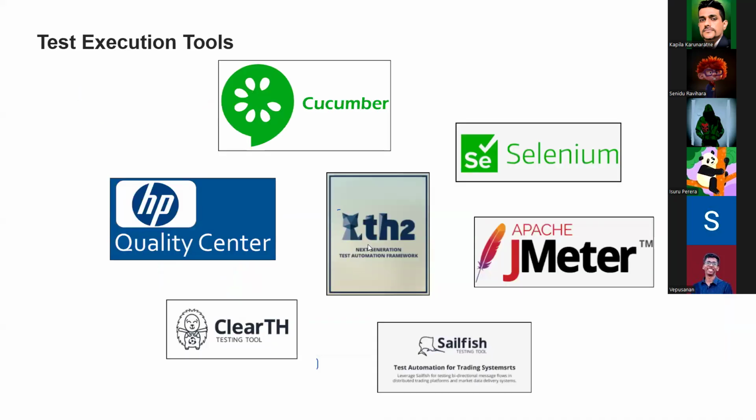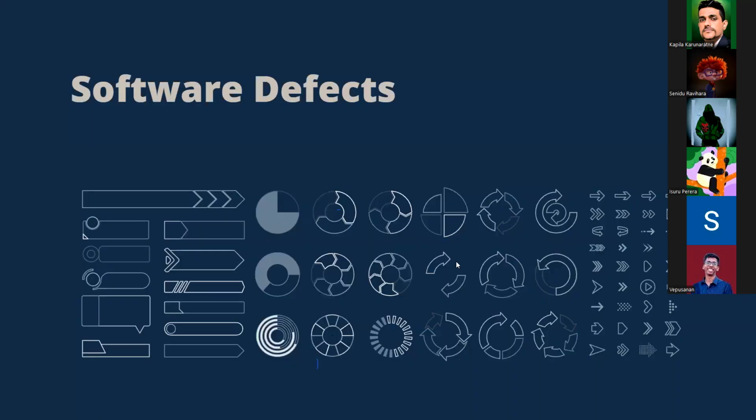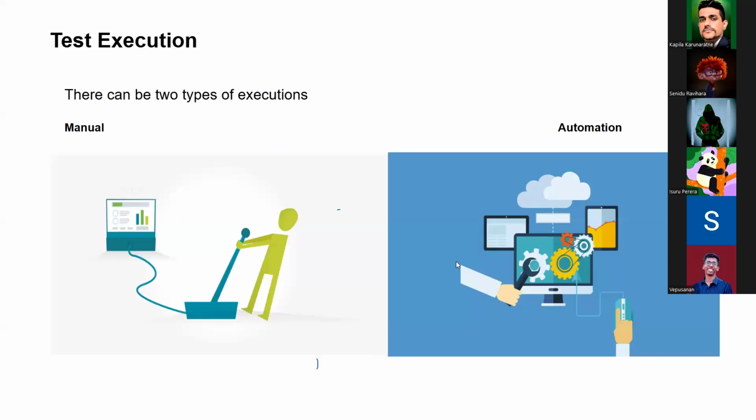So if you are running automation, there are various tools. You can use Cucumber, Selenium, JMeter, and various other things, right? There are various open source and proprietary tools. So based on your organization or based on your wish, you can decide which tools you can use. Right. So basically, the execution.